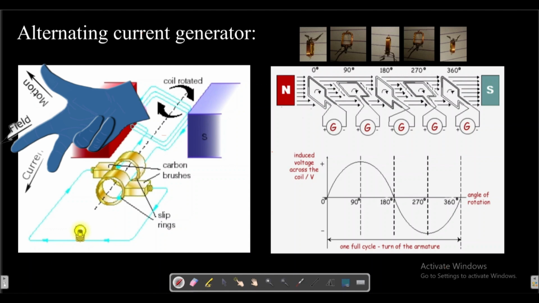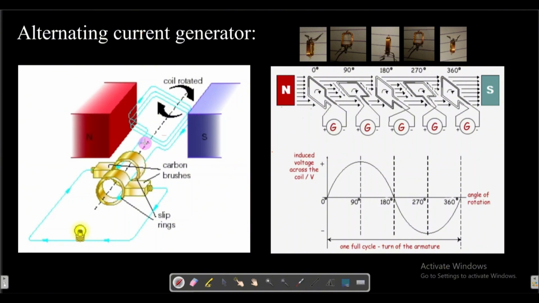This side of the coil is moving upward. So the thumb represents the direction of motion of this side of the coil, and the forefinger represents the direction of the external magnetic field, which is from left to right. The middle finger represents the direction of the current, which is from bottom to top in this side of the coil. Similarly, according to Fleming's right hand rule, the direction of the current in this other side of the coil is from top to bottom.